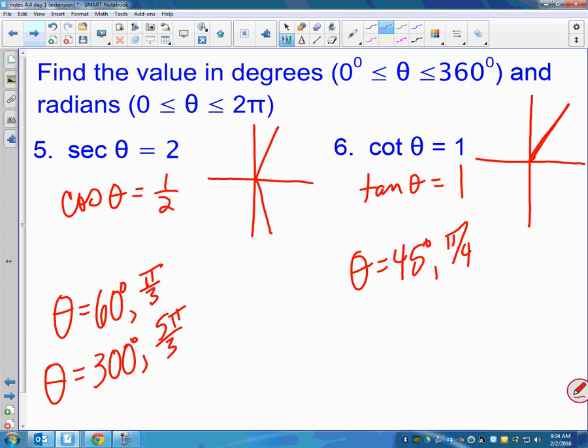And what other quadrant is tangent negative? Tangent's negative over here, right? Because for tangent to be positive, x and y have to be the same sign. So what other quadrant? Quadrant 3, because they're both negative, right? A negative and a negative make a positive. So what angle measure is that? 180 plus 45, 225, or in radians, that's pi plus a fourth, 5 pi over 4.